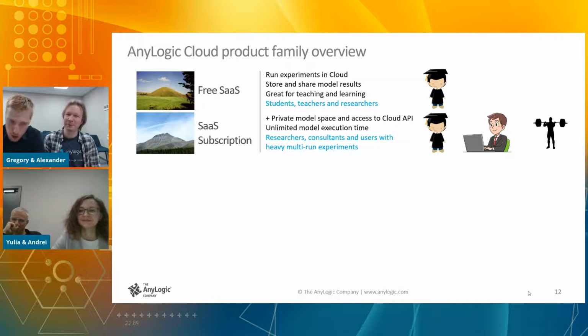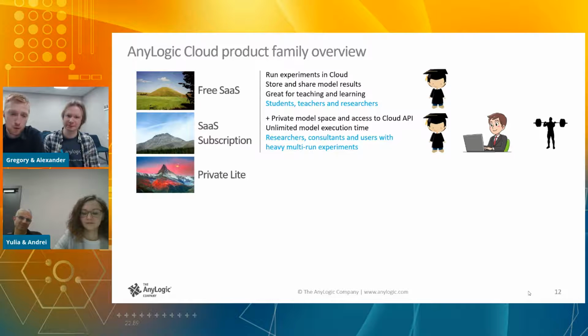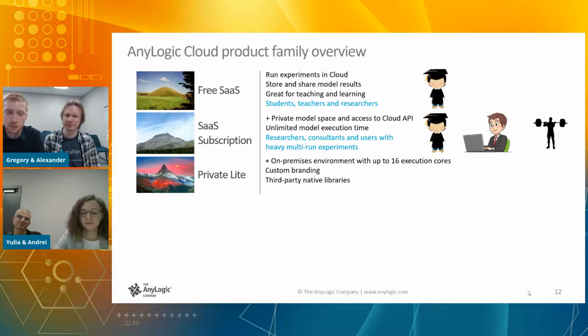Sometimes companies need to store data in an on-premises environment. In this case, a software as a service solution doesn't suit. The entry point for our on-premises environment is Private Cloud Lite. It provides all mentioned functionality plus an on-premises environment with up to 16 execution cores. Also, you can create custom brands with the private cloud and execute third-party libraries in the cloud.